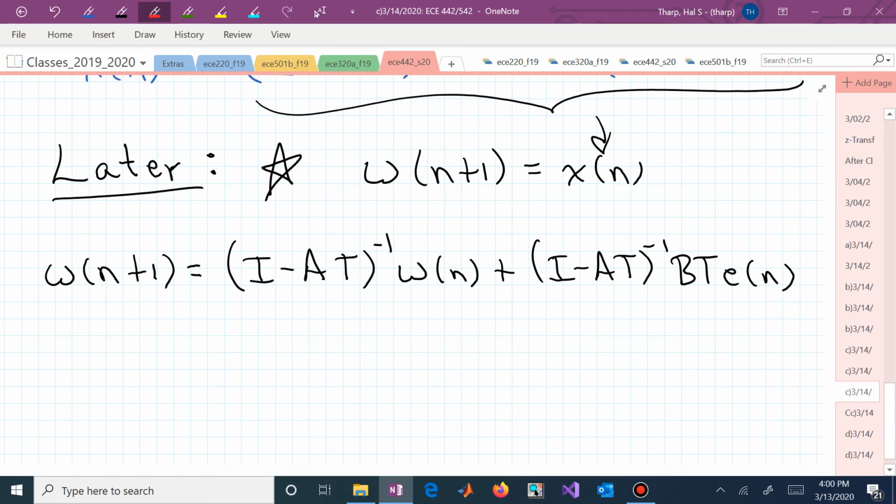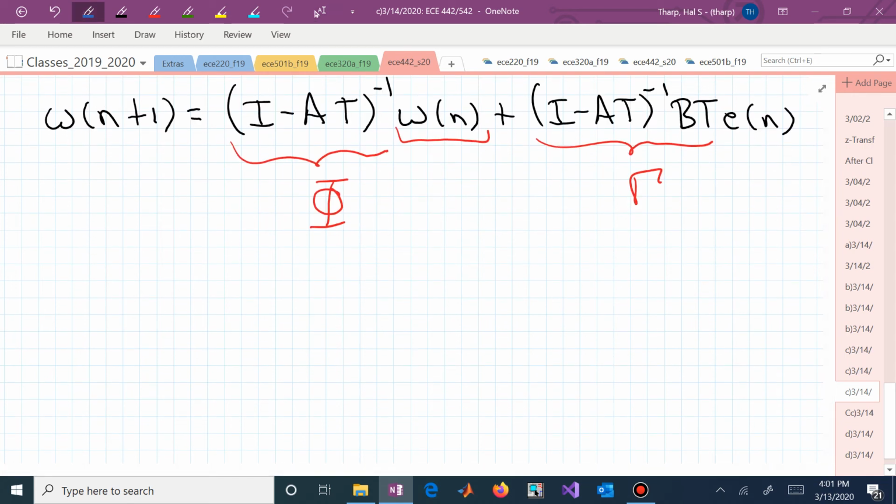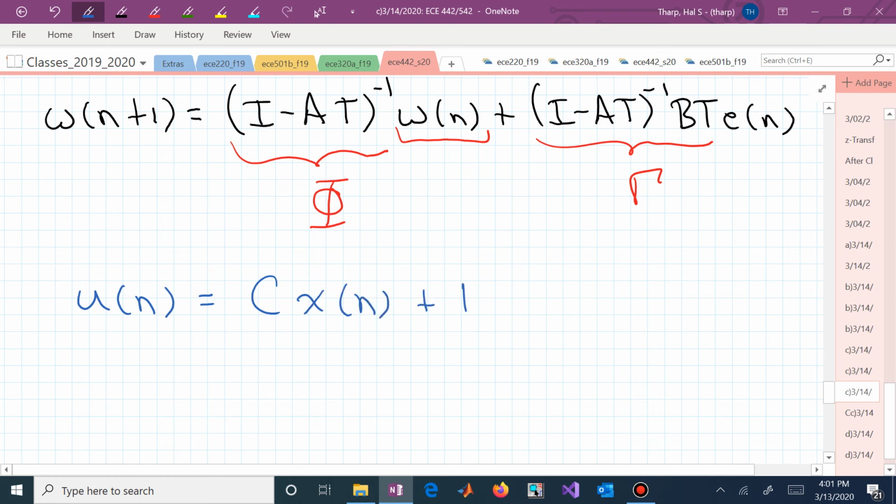Now our state vector in the discrete equivalent is this w of n, and if that's the case, then this matrix must be our system matrix phi. And this matrix, which now is the input matrix connecting the input e to the state vector w, this is now our gamma. And what is the output equation? The output equation, u of n, is C x of n plus D e of n.